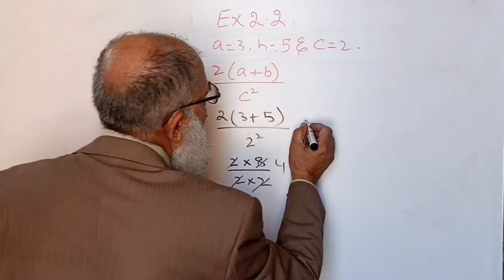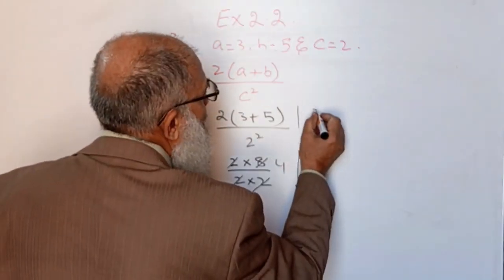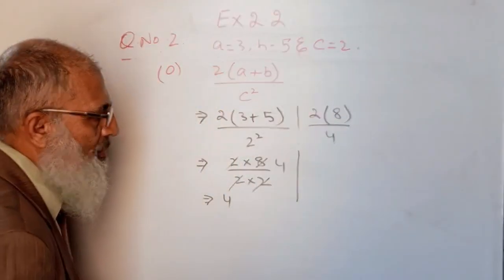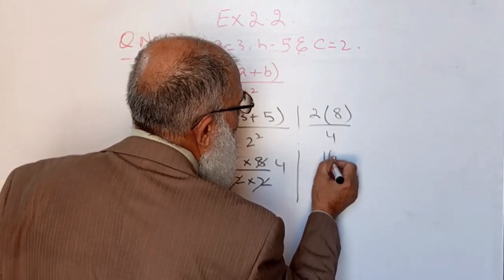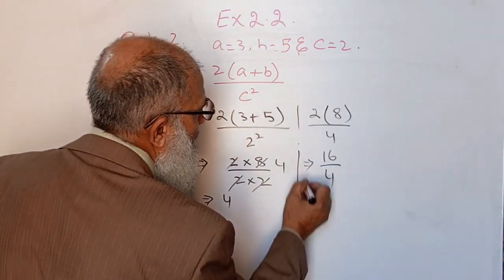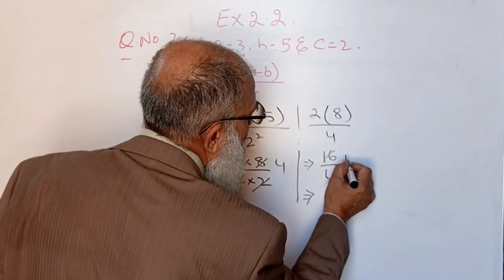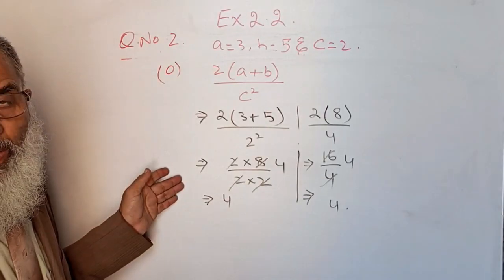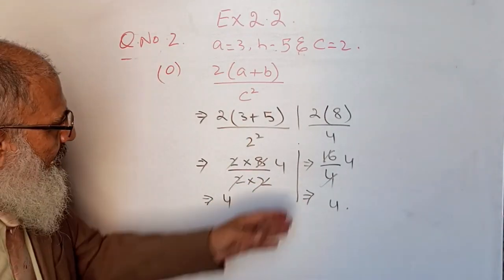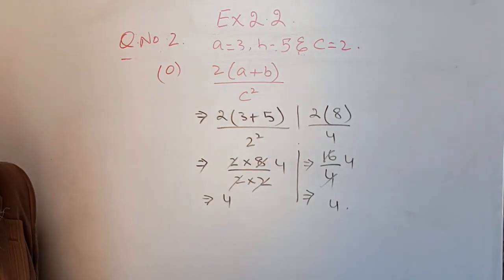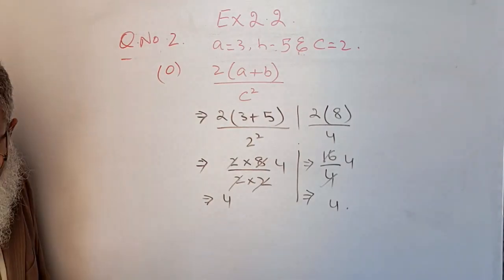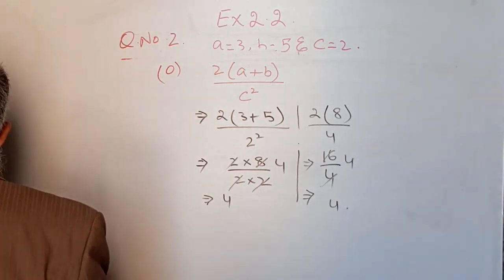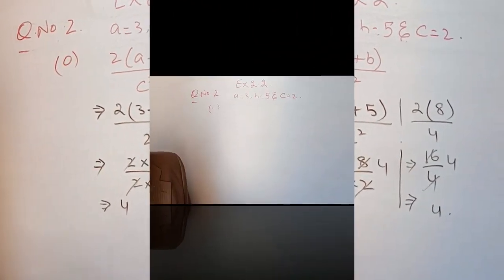If you have done it like this, 2 multiplied by 8 and 4, it will become 16 divided by 4. It will become 4. So this is very simple as compared to this one. No, I thought this was the last, but this was not the last part. There are some very interesting parts coming up.